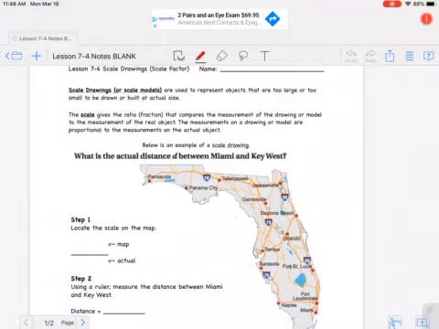Another thing would be like a blueprint of a house. You're not going to actually draw out the full scale of a house. You're going to make a blueprint of it, so you're not making these big measurements.